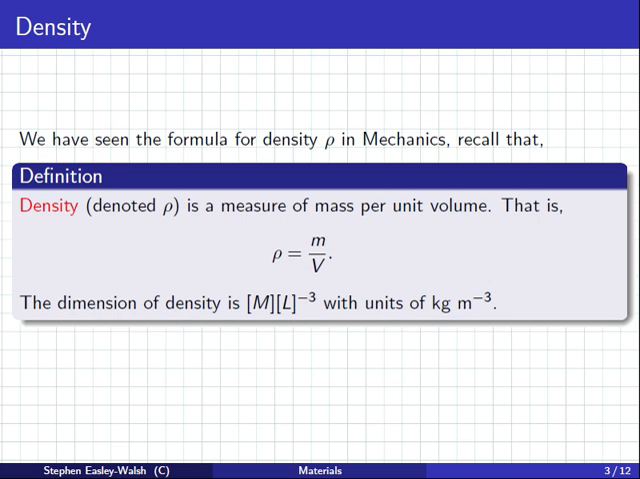Alright. Right, can you write that down? Especially the second part. You seem to have forgotten that, about the dimension and the units.